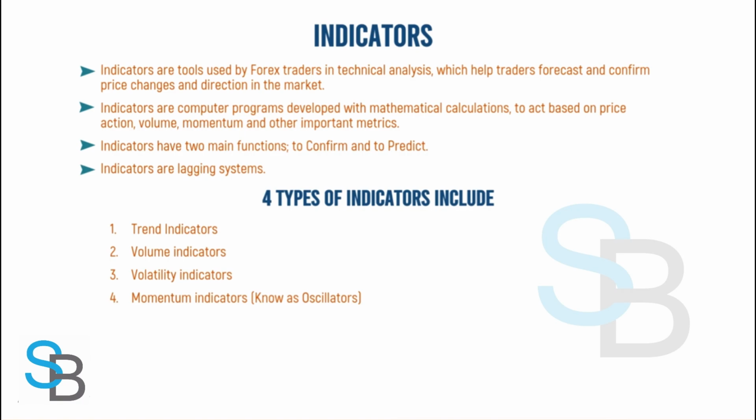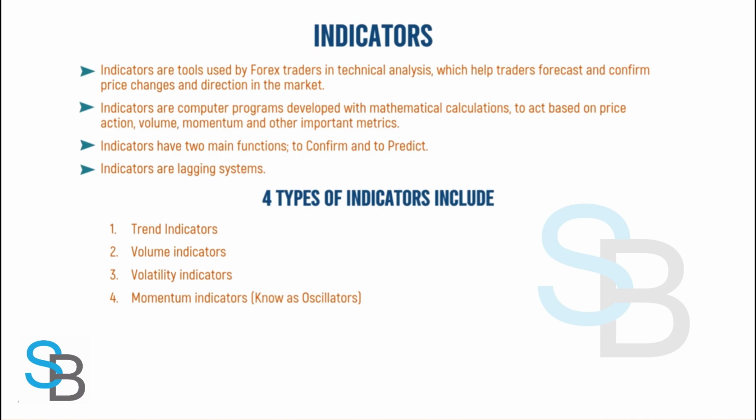And then indicators have two main functions: to confirm, okay, and then to predict. So we can use them as confirmations. Okay, we can also use indicators as confirmations in addition to things like price action, candlestick patterns, price patterns, and so on and so forth. So indicators can be used to confirm our trades and also to predict the movement of the market.